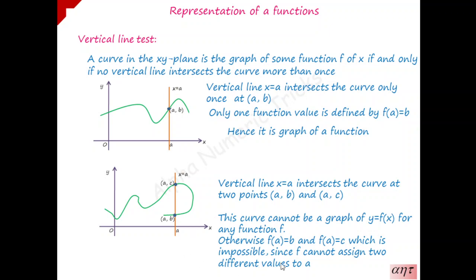So if it meets the curve at 2 points, then we can't say that it is a function, so it is not a graph. This is the way we conclude using the vertical line test. Next, we will see some more examples.